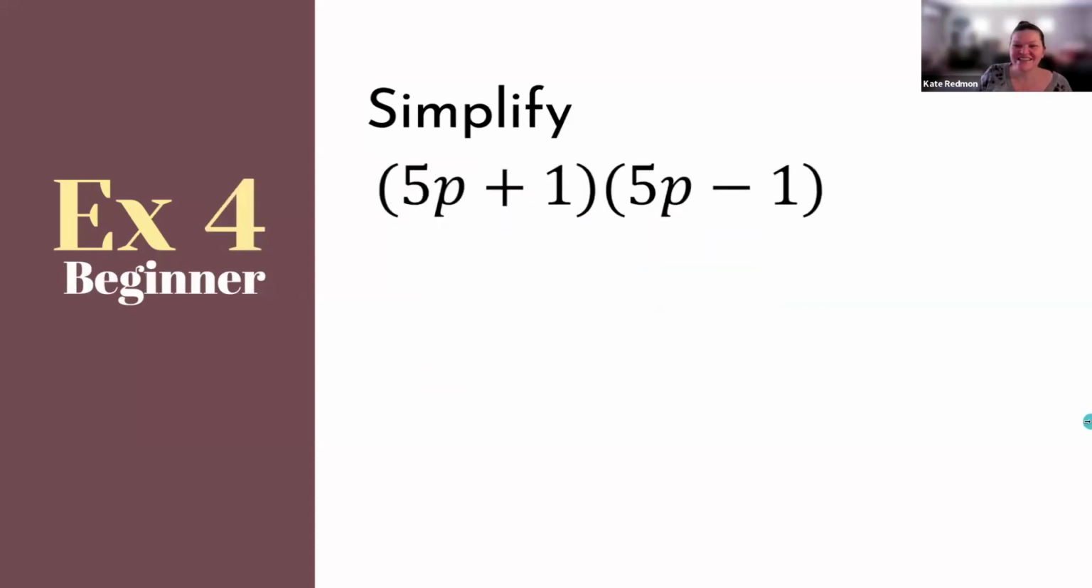Let's look at this next example. So nothing more challenging here. I just want to show you something cool that happens with an example like this. We're going to do the quantity of 5p plus 1 times the quantity of 5p minus 1. What's my first term in the first grouping? 5p. Awesome. So I'm going to take this 5p and I'm going to multiply it to every term in the second grouping.